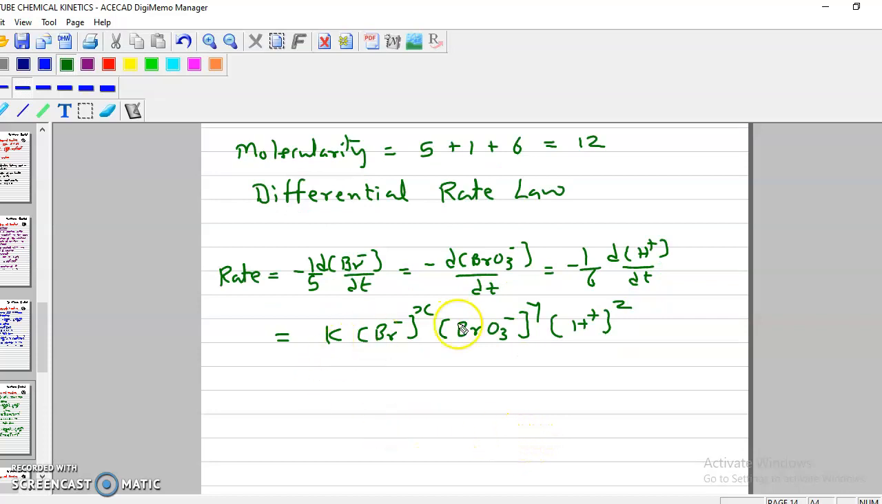So here X, Y and Z are the orders of reaction of Br minus, BrO3 minus and H plus respectively. Okay, so this way we can write different things about any particular reaction. Now I would like to explain how to find out X, Y or Z, that is the order of reaction.